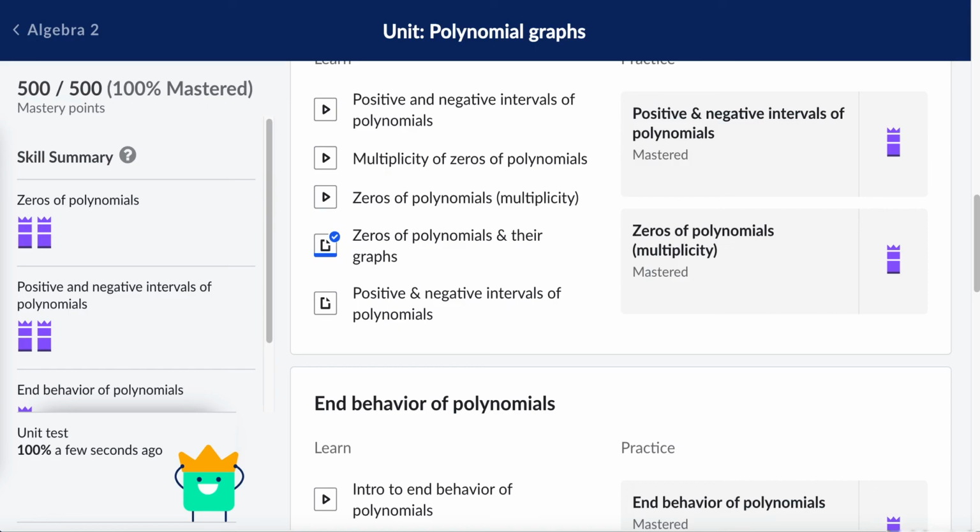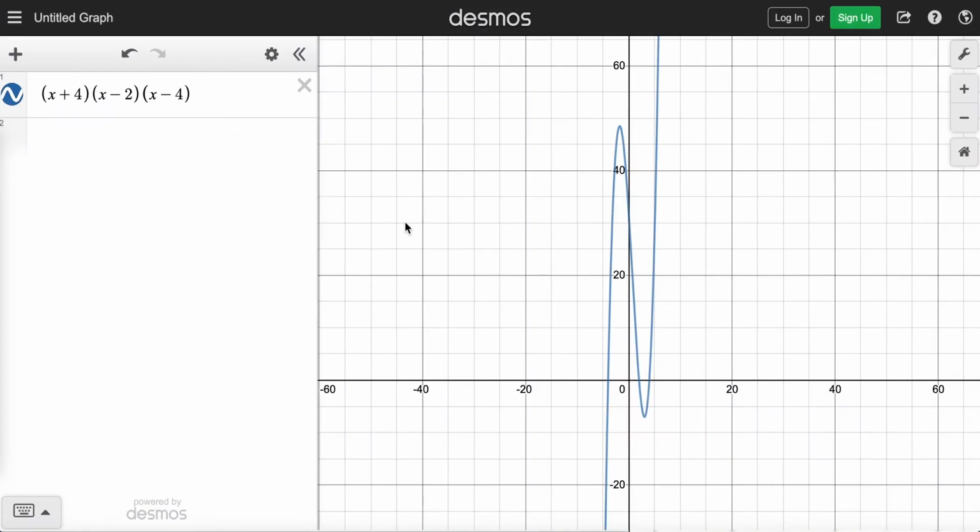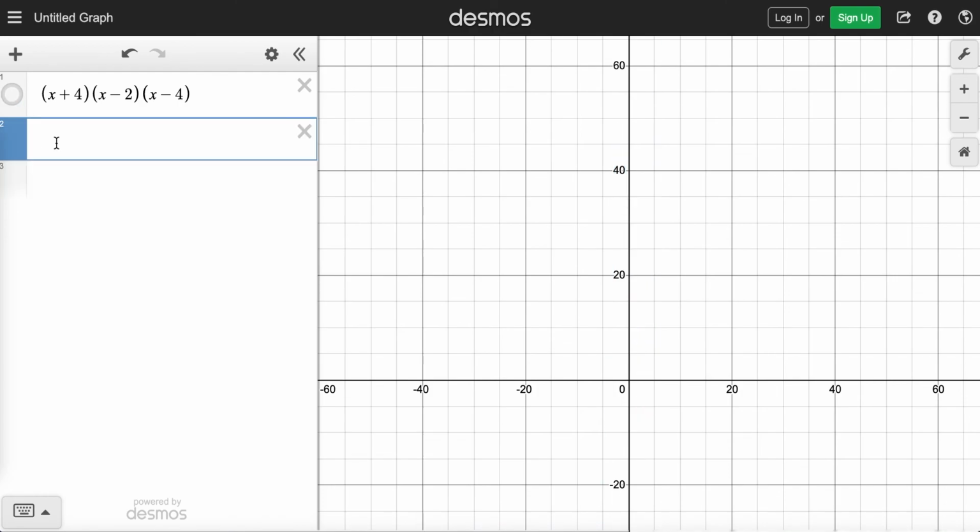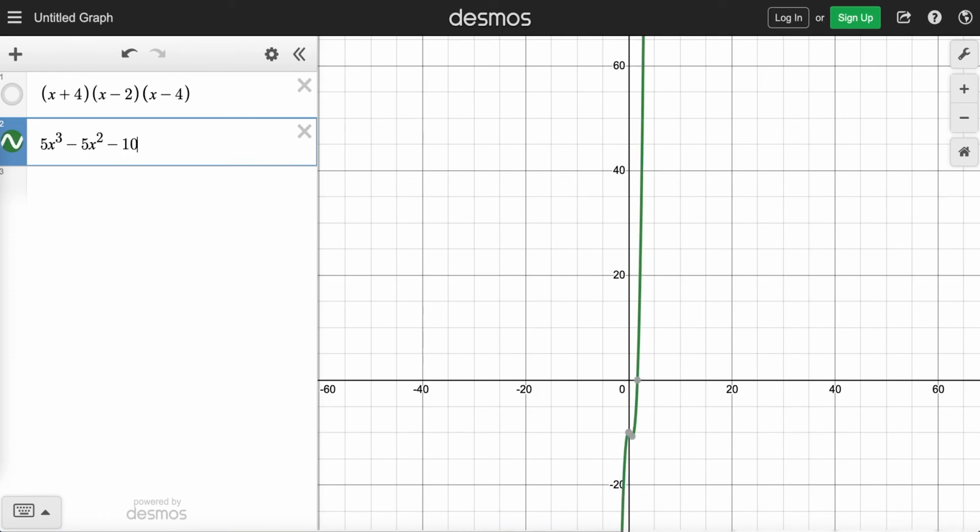And one last thing to look at here with, say, Desmos. I've got an equation in here, so I'm going to hide that equation real quick. Worthwhile for you to see that. And let's put in that last equation that we had. So we had 5x cubed minus 5x squared minus 10x. So this is our equation right here that we got just a moment ago.